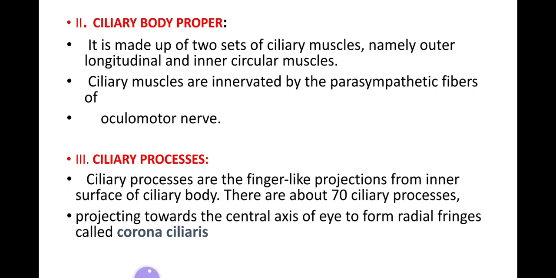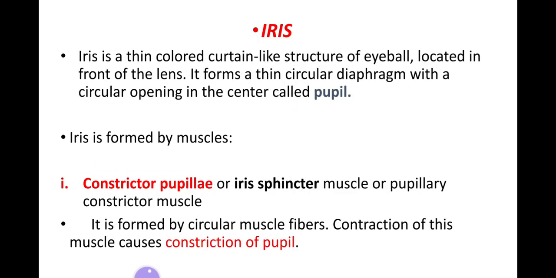Then there are the ciliary processes. Ciliary processes are finger-like projections from the inner surface of the ciliary body. There are about 70 ciliary processes projecting towards the central axis of the eye to form the radial fringes called corona ciliaris. Next important structure of the eye is the iris.